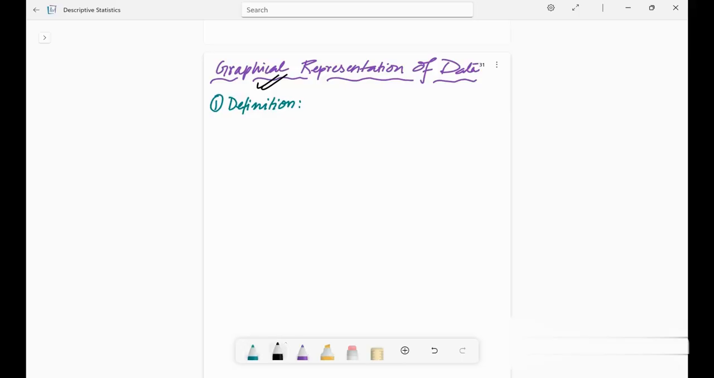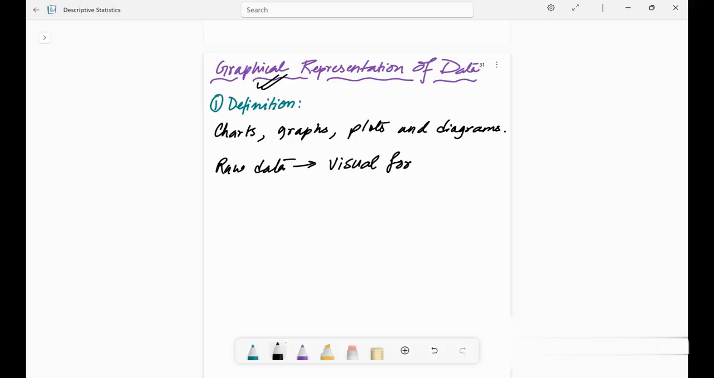So what is the definition of graphical representation? Graphical representation of data is a process of presenting data and information using visual elements such as charts, graphs, plots, and diagrams. In simple words, it means transforming raw data into visual format that makes it easier to understand patterns, trends, comparisons, and outliers.